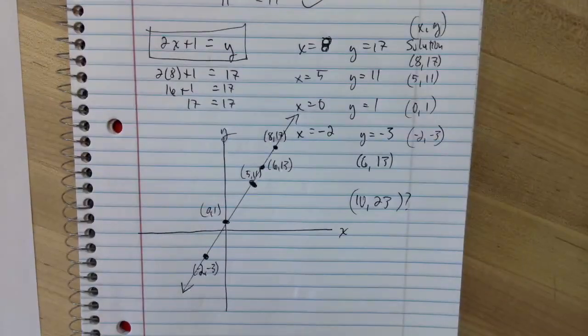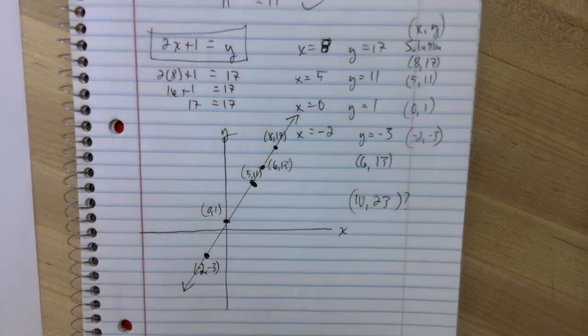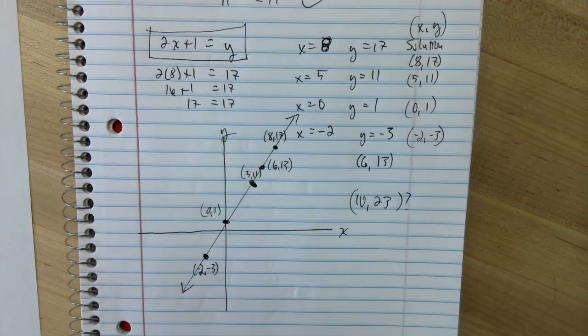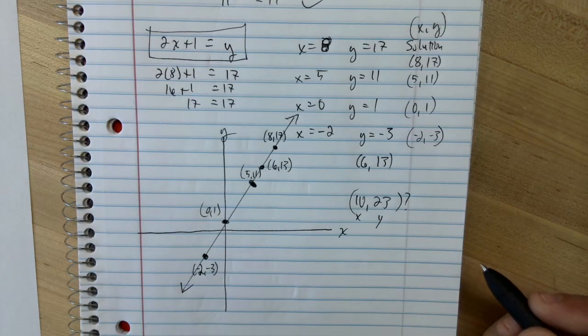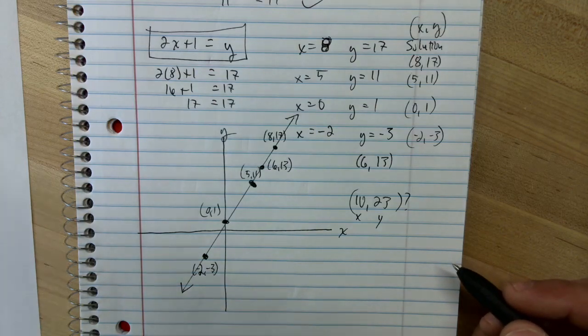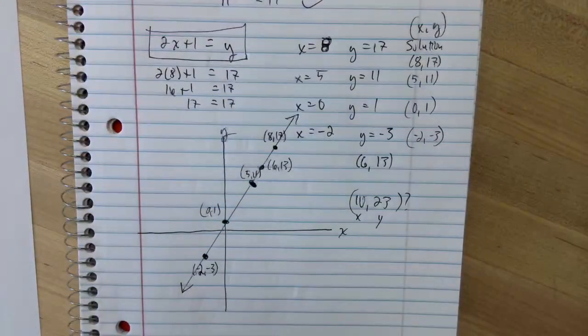10, 23. How would I check? Oh, there's something we can do. I can check. I'm going to plug 10 in for x and 23 in for y. And I'm going to see if it satisfies, aka it makes the equation happy. True is happy. True. Okay.